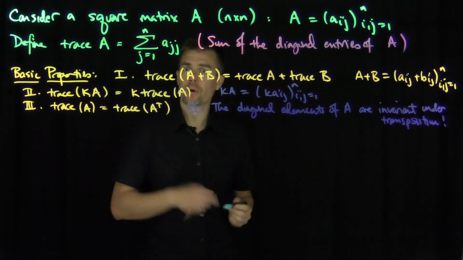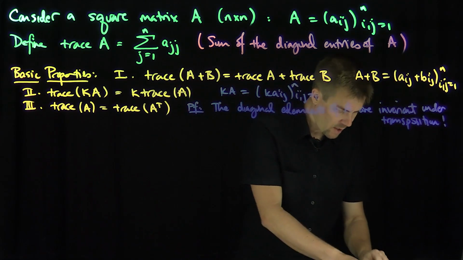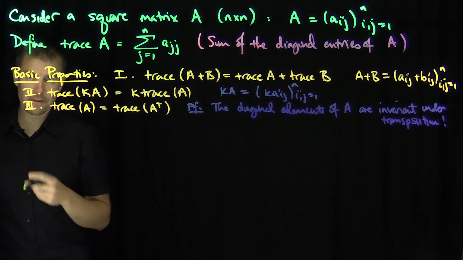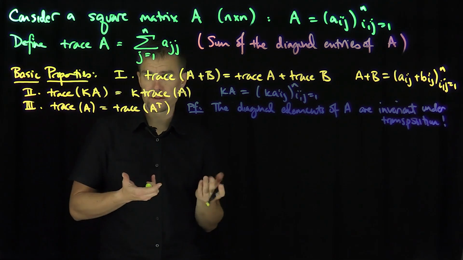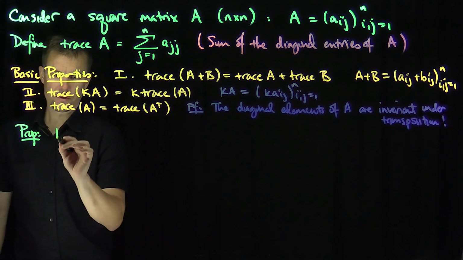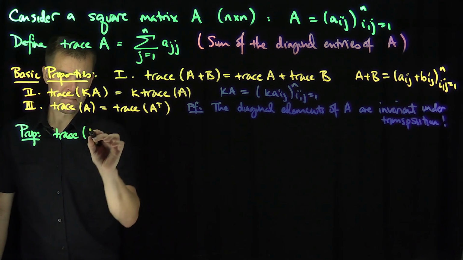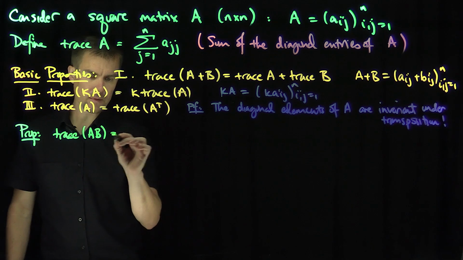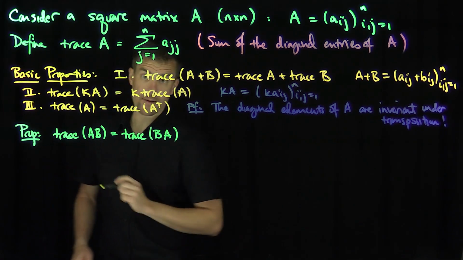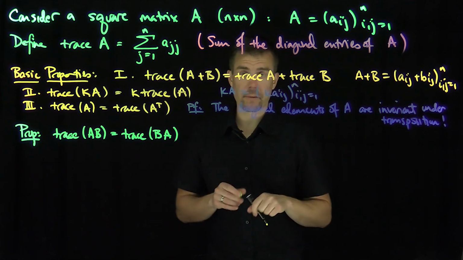Okay, great. Those are the most elementary properties of trace. Now let's return to some of the more non-trivial properties of trace, and the fact that the trace of A times B is the trace of B times A is the first one of these things. So here's a proposition. The trace of A times B is equal to the trace of B times A, right? I'm assuming here that A and B are n by n matrices, right?